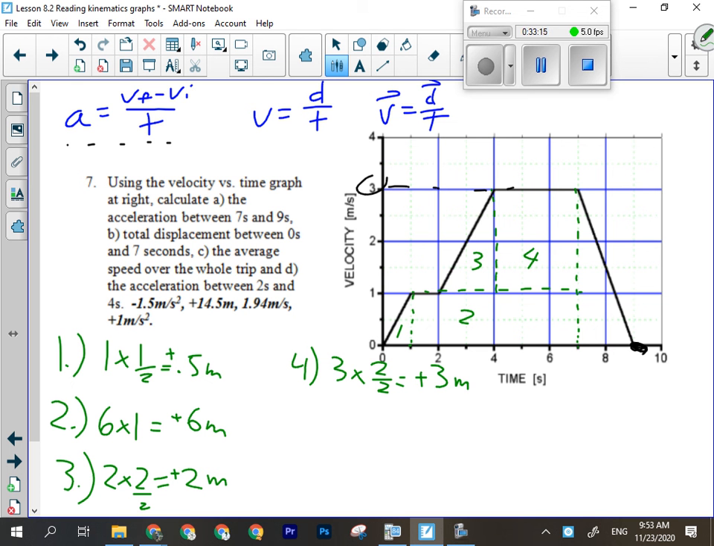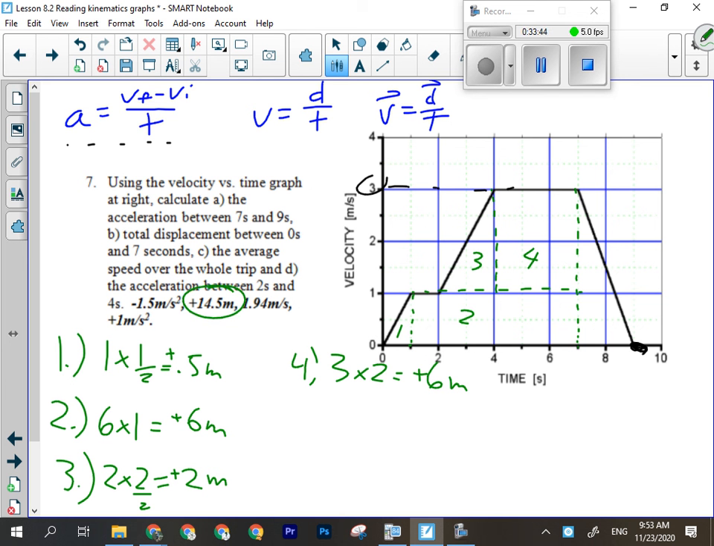Oh, yeah, I know what I did wrong. How come nobody noticed this? Why did I divide 2 by 2 on this one? It's a rectangle, dummy. So 3 times 2. I knew it was short somewhere in there. That one equals positive 6 meters as well. That's why it was short. So 6 plus 6 is 12, plus 2 is 14, plus 0.5 is positive 14.5 meters.